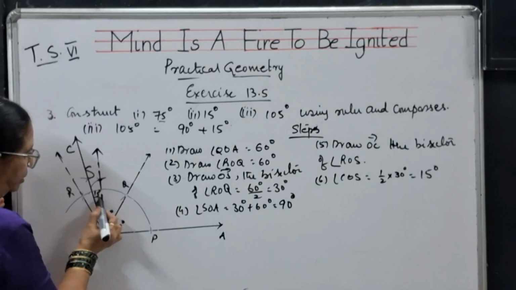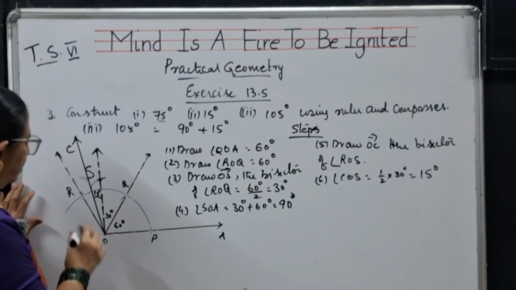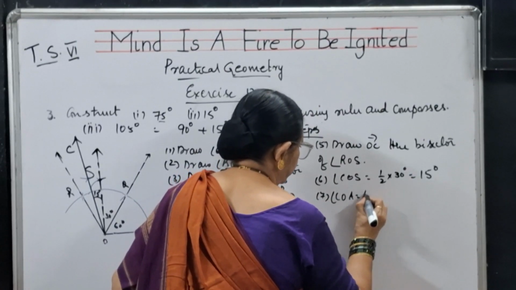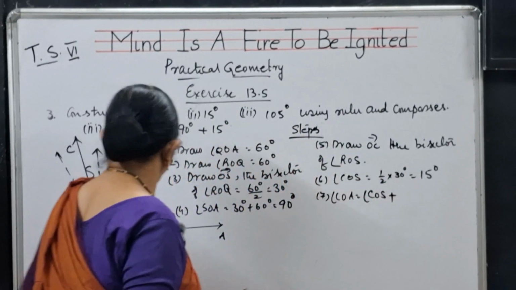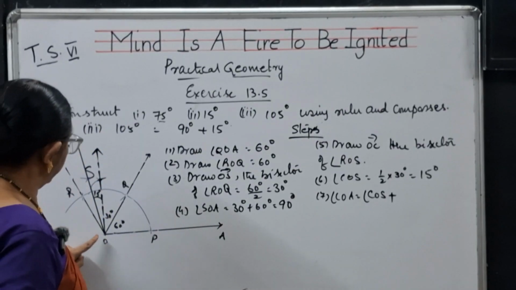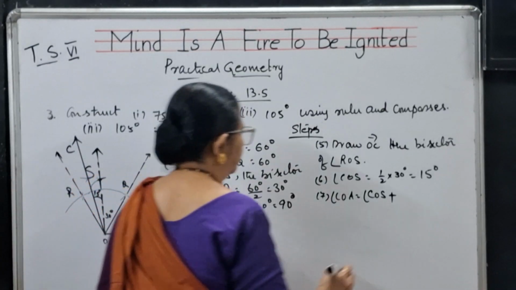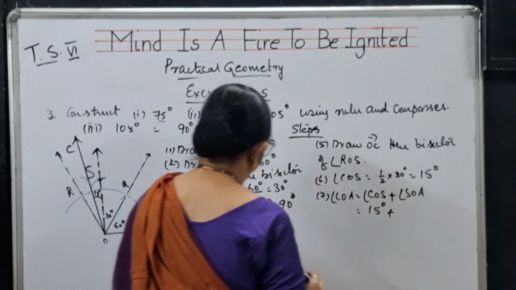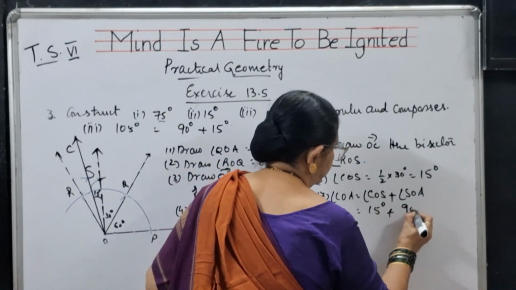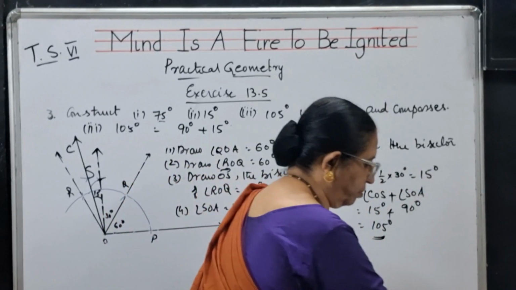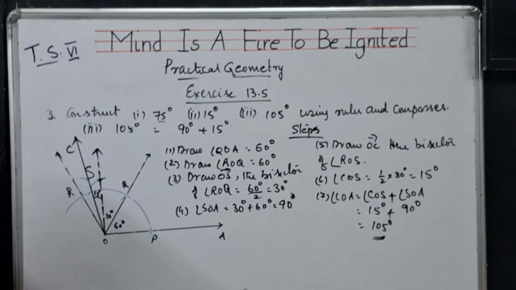This is 30 degrees. Half of that is 15 degrees. So angle COA is equal to angle COS plus angle SOA. Angle COS is 15 degrees plus angle SOA is 90 degrees. That is equal to 105 degrees. So this is how you have done the construction of 105 degrees, children. Please note it down.